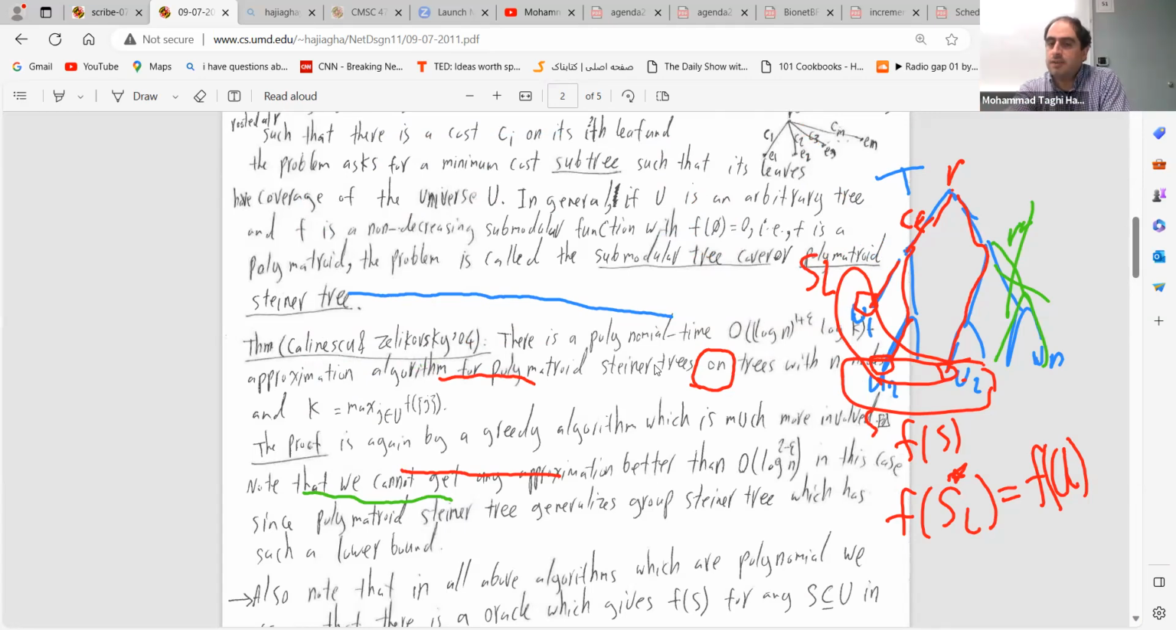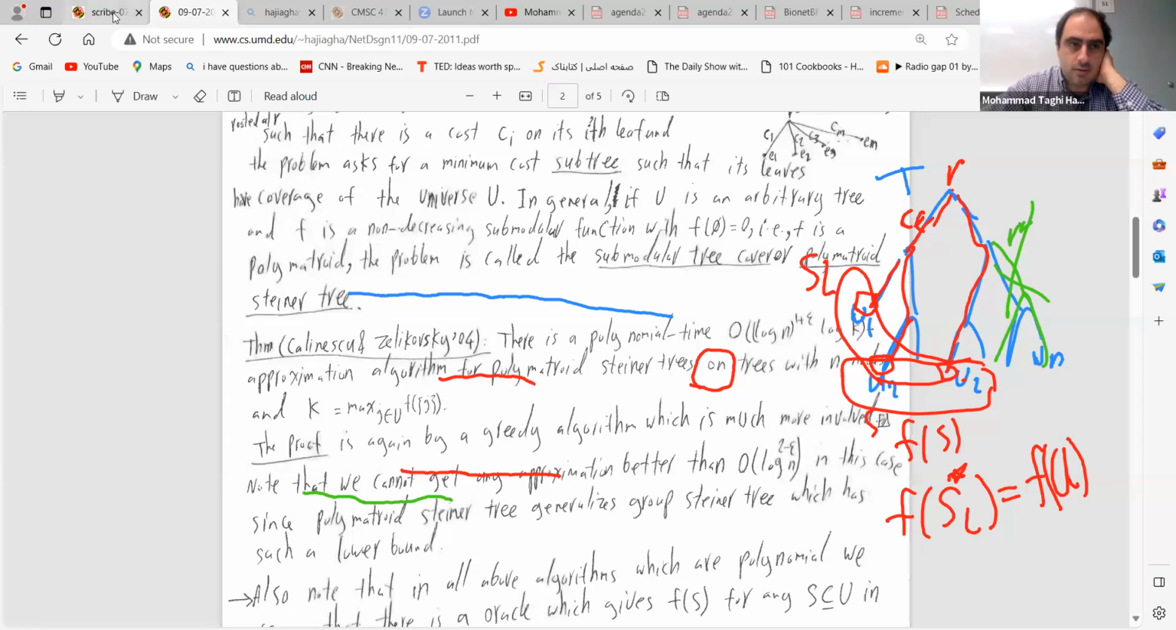So the log of k is the maximum size of the sets, and n is the size of the tree. Or you can say, if there is no degree 1 or degree 2 vertex on the tree, n is essentially the number of sets. So for now, n is essentially the number of sets or the size of the tree. Good.